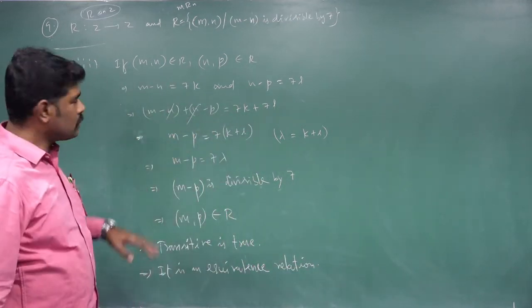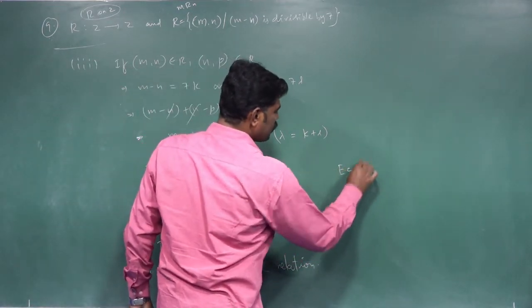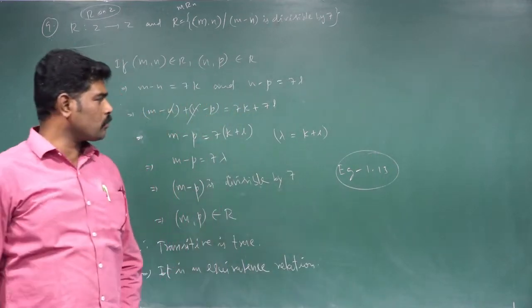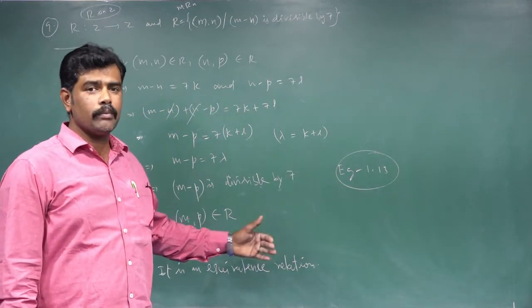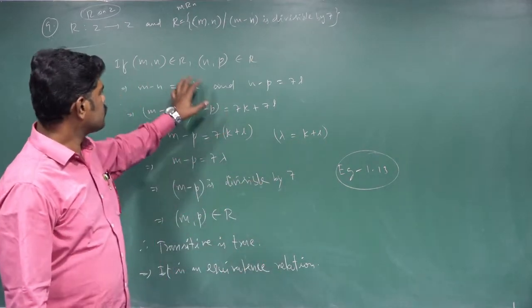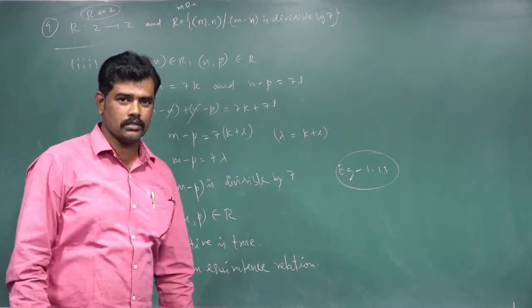Actually, this sum is nothing but the same model as example 1.13. In that example 1.13 they gave divisible by 12. Here it is divisible by 7. Instead of 7, there we used 12. That's all. Both are the same method questions.